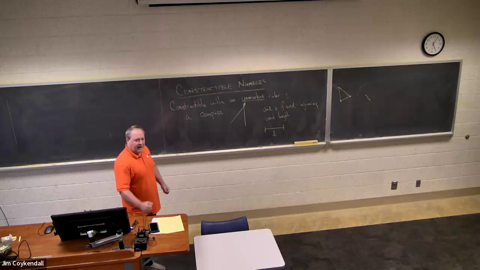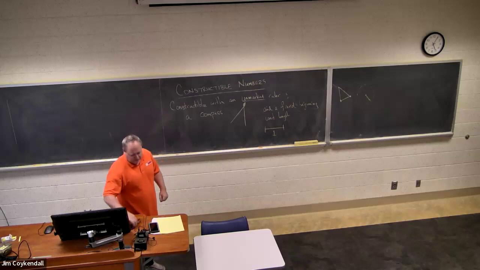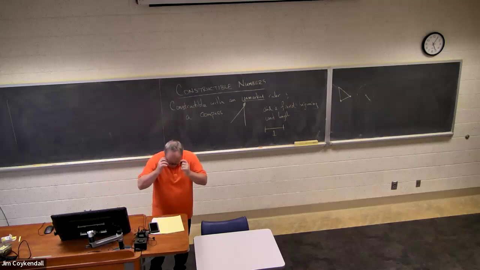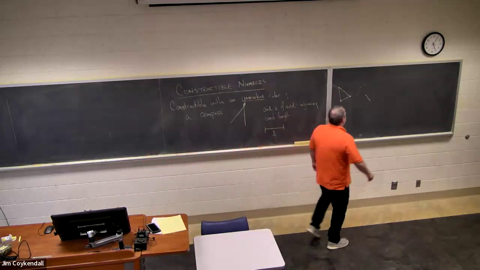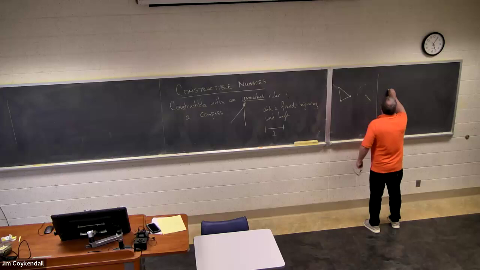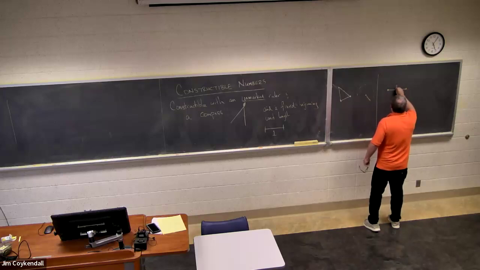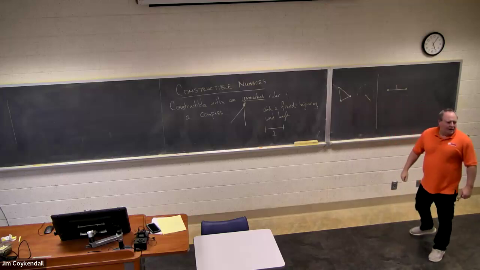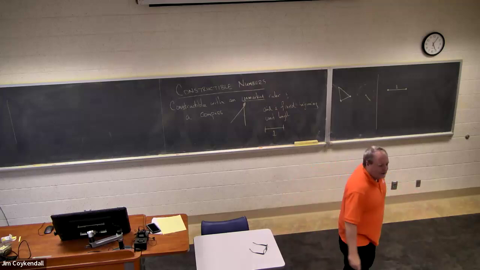I've got a compass and I can cheat and use it to preserve lengths, transfer lengths. And I've got a ruler with no markings on it and I can't mark on it. And I've got this fixed length of 1. So let's start. I've got one. Can I get two? Somebody tell me how I can get two.